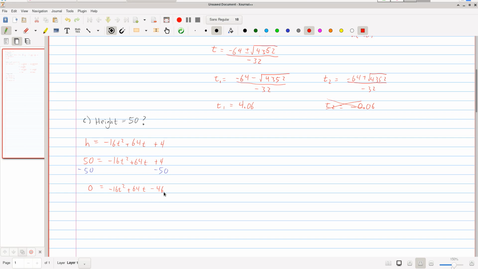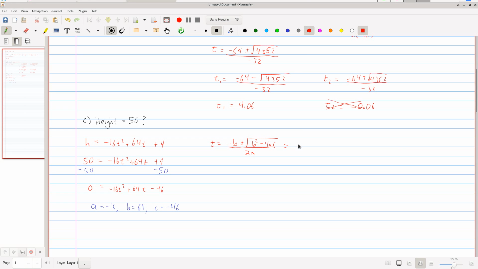And now we can plug this into the quadratic formula. So we've got t equals negative b plus or minus the square root of b squared minus 4ac, all divided by 2a. Now we have a different c in this situation because of this 50, when we subtracted that over, we've got slightly different numbers this time. So a is negative 16 still, that's the coefficient of t squared. B is still positive 64. However, c is now negative 46.